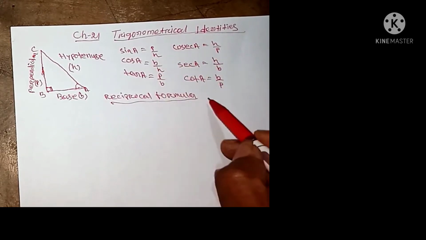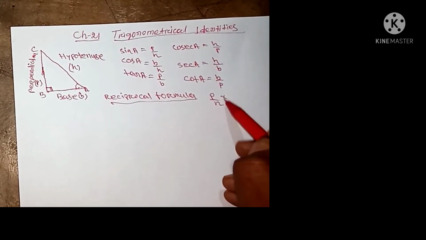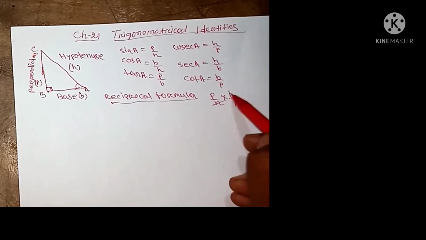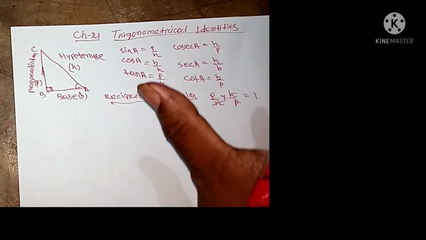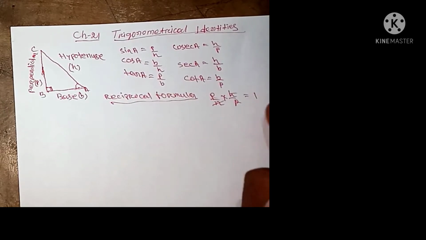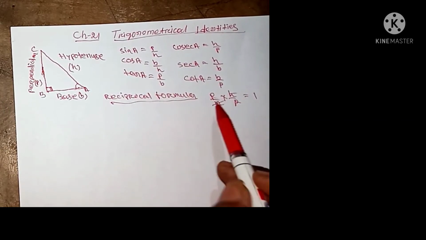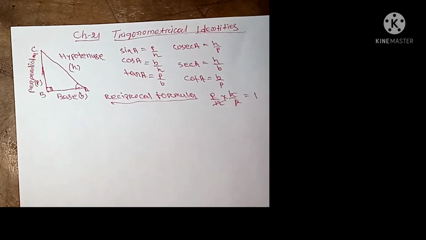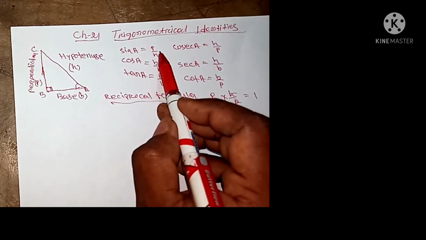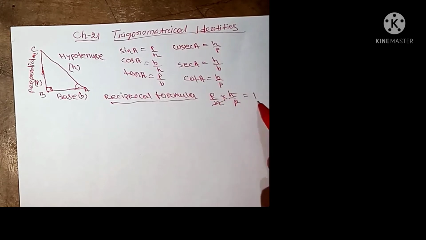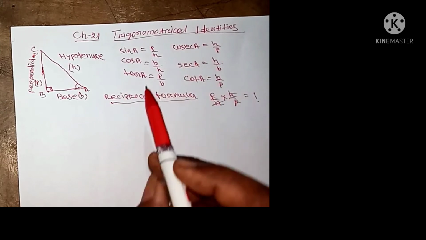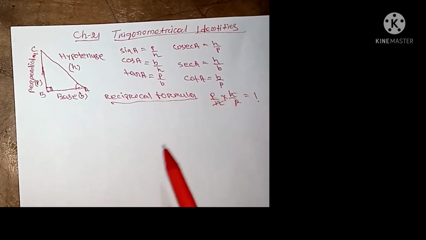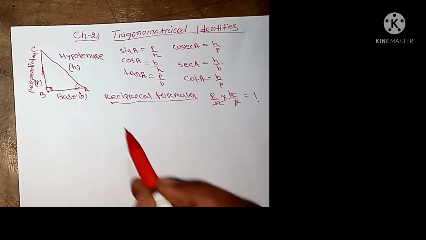If you multiply P by H into H by P, which is equal to 1. Reciprocal formula means if you multiply any two numbers and the product is 1, then the two numbers are called reciprocal of each other. So if you multiply sin and cosec, you will get 1. So sin A and cosec A are reciprocals of each other.